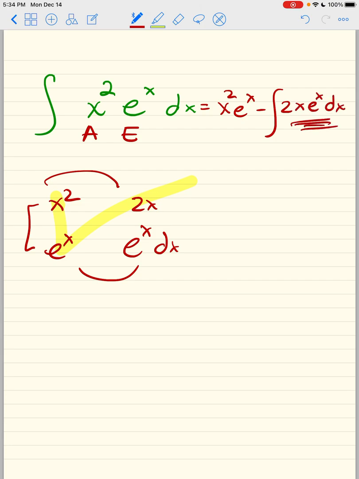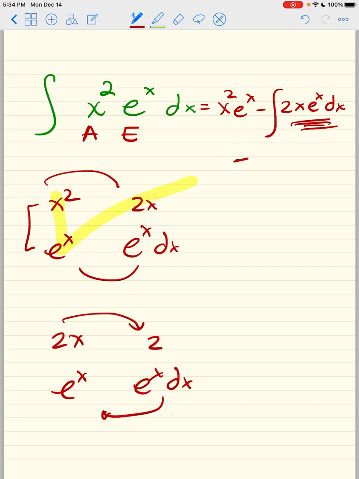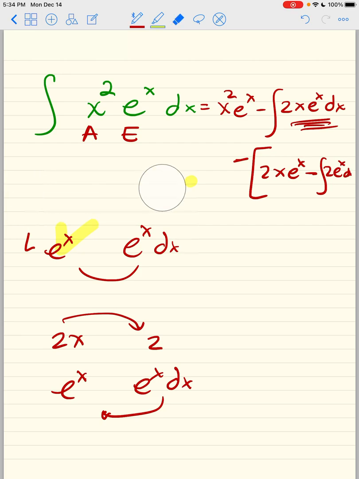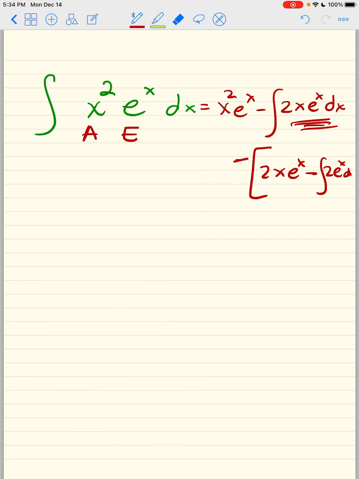Now we have to do this. So I have 2x here. You could actually leave the 2 out, but doesn't matter at this point. 2x here, and I have e to the x dx here. I take the integral, I take the derivative, and then I'm going to say, okay, this here is going to be 2x e to the x minus the integral of 2e to the x dx. Okay? So that's from this part here that I just erased.